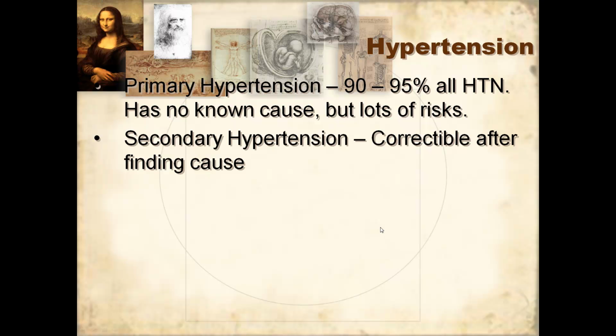So primary hypertension, 90 to 95% of all people that have hypertension, that's what they have. There is no known cause, it hasn't been proven that one thing causes hypertension, but there are a lot of risks. We know that we can increase risk, we can reduce the risk, and hypertension will decrease. Secondary hypertension is basically correctable after finding the cause. It's usually brought on by some kind of tumor, a cancer, some other issue. You correct the problem and the hypertension goes away. So most people have primary hypertension.